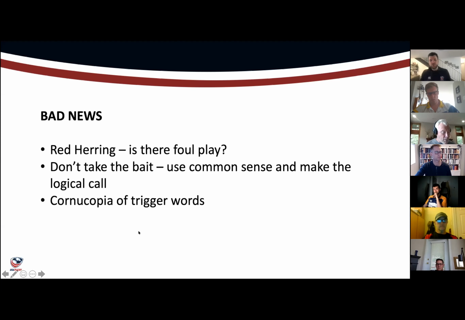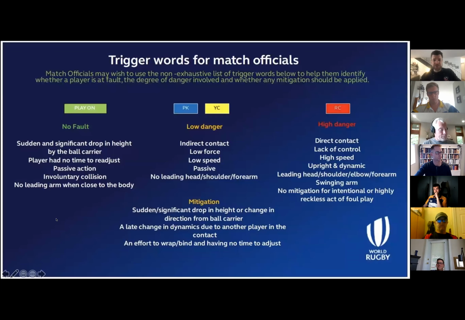The other bad news is that World Rugby listed an entire page of trigger words. This was this document here, trigger words from match officials. I don't know, but a document like this triggers me to have various pains of different types. Not necessarily the triggers I think World Rugby were expecting, but I kind of look at this and go, we're asking way too much of people to think about this kind of stuff in real time.